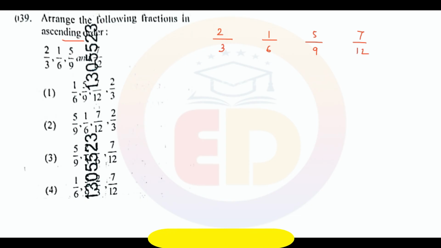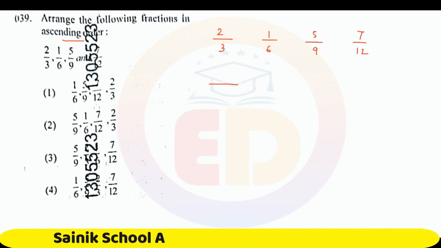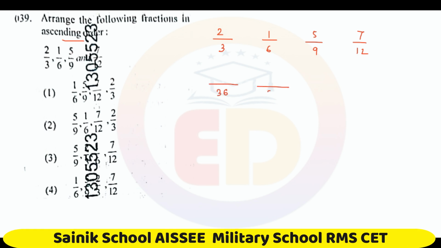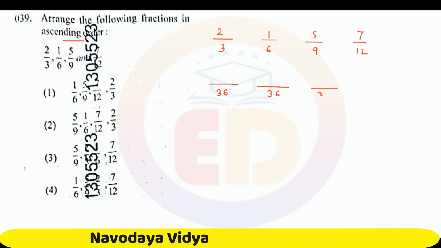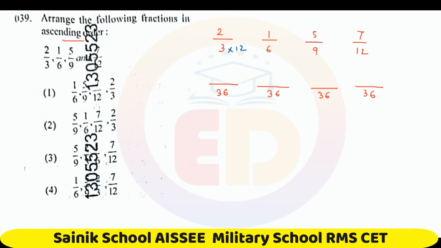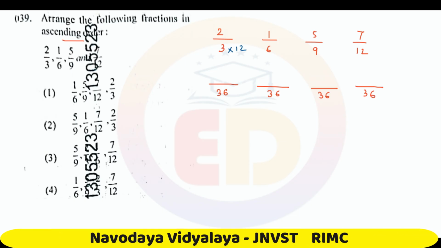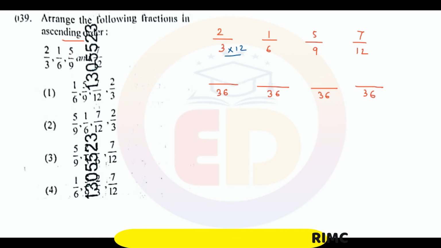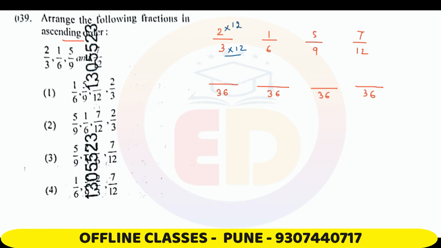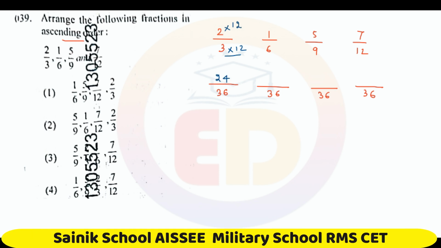Now let us take the LCM of the fractions. LCM of 3, 6, 9 and 12 is 36. So what we will do is we will convert all of them to 36. Now the first fraction is 2 by 3. If you want to convert 3 into 36, you have to multiply it by 12. And by the rule of fraction, if you are multiplying the denominator by 12, we have to multiply the numerator also by 12. So 2 into 12, numerator is 24, and 3 into 12, denominator is 36.